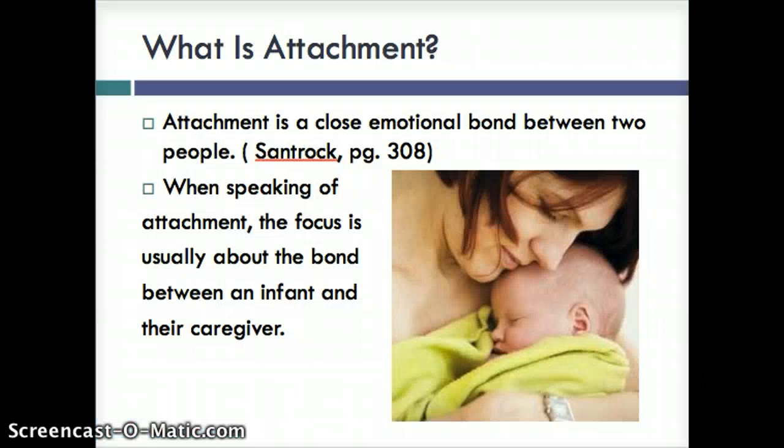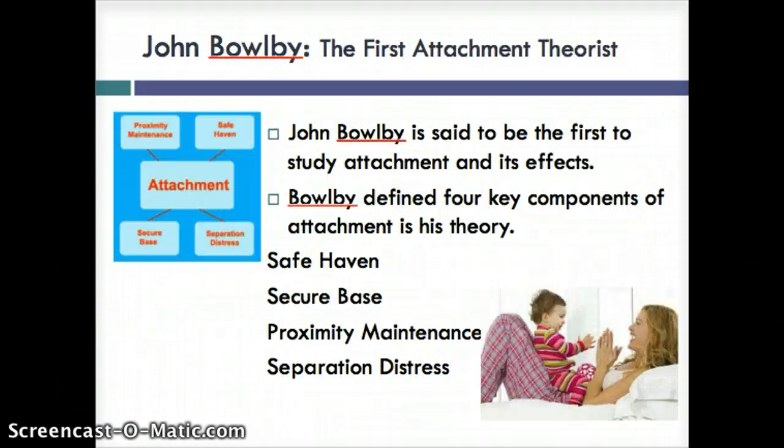What is attachment? Attachment is the close emotional bond between two people. Usually when speaking about attachment, we think about the bond between a parent and an infant, or an infant and its caregiver. John Bowlby was thought to be the first attachment theorist. He's the first to actually study attachment and the effects that it has on child development.